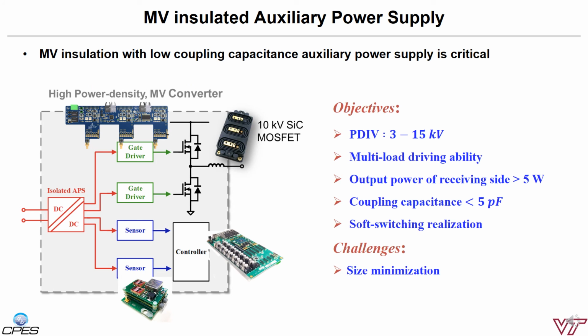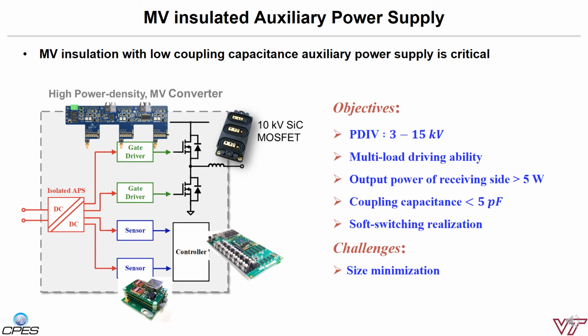Auxiliary power supply is a very critical component to deliver the power to many auxiliary loads, including the gate driver, controller, and sensors in the medium voltage and high power conversion systems. This APS unit usually needs to withstand the full operation voltage stress, especially if it is used to feed the gate driver. Therefore, insulation design is a very important consideration.